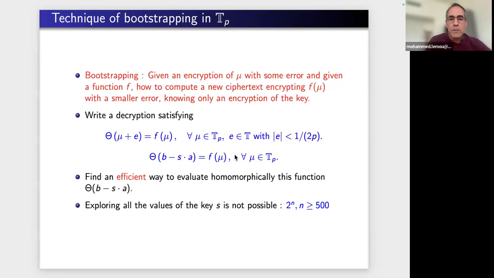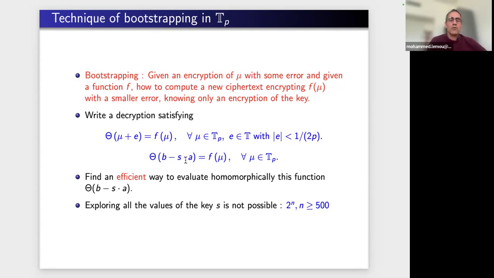It depends on the problems, but in general, it's this. This is the bound. This means that if you find such theta, you can replace mu plus e by b minus the scalar product of s by a. So the error is gone. There is no error in this formula.